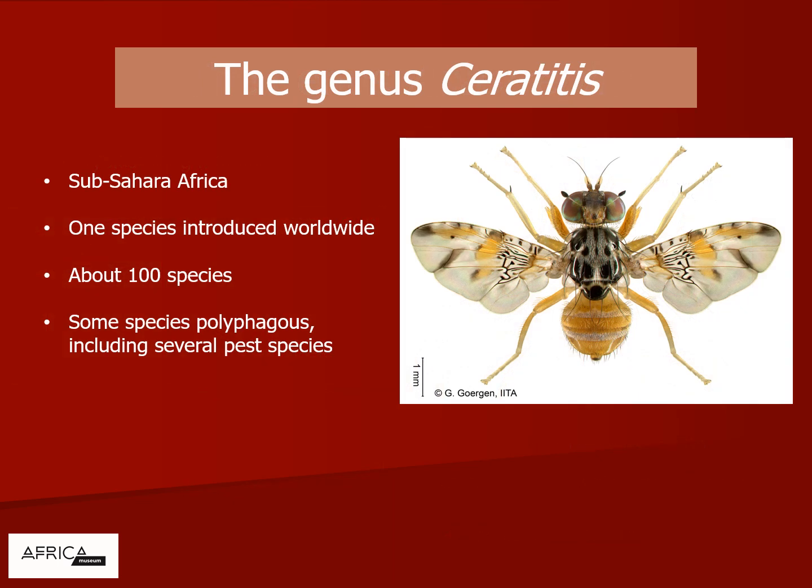This slide shows a representative of the genus Ceratitis. Representatives of this genus are solely found in sub-Saharan Africa and on the adjacent islands. One species, Ceratitis capitata, has been introduced to other parts of the world, with the first introductions dating back more than 150 years. First in the Mediterranean region, but later also in other continents.